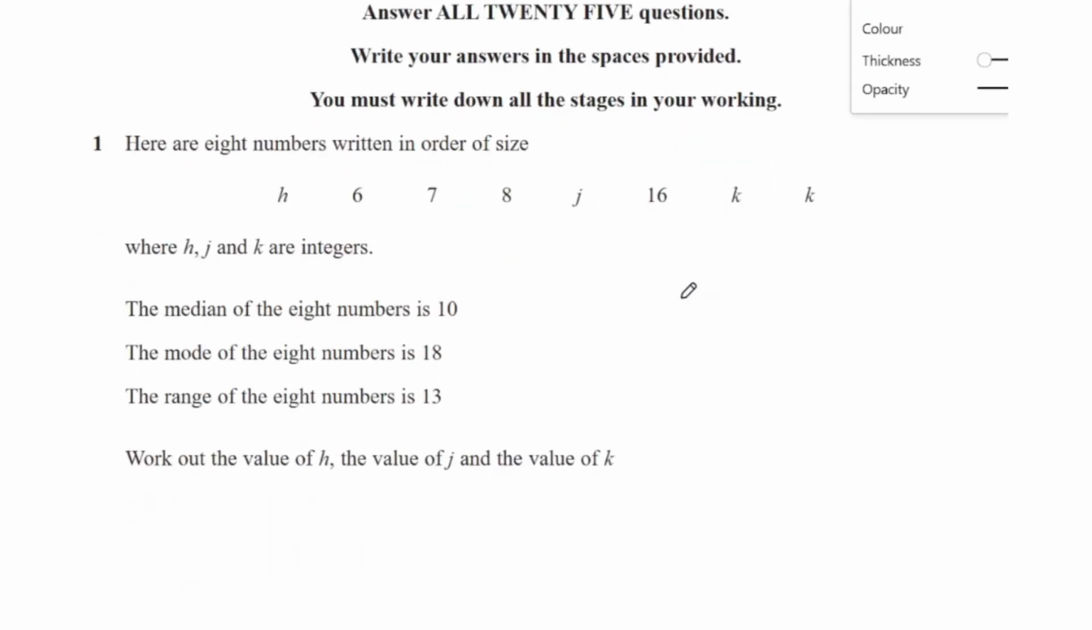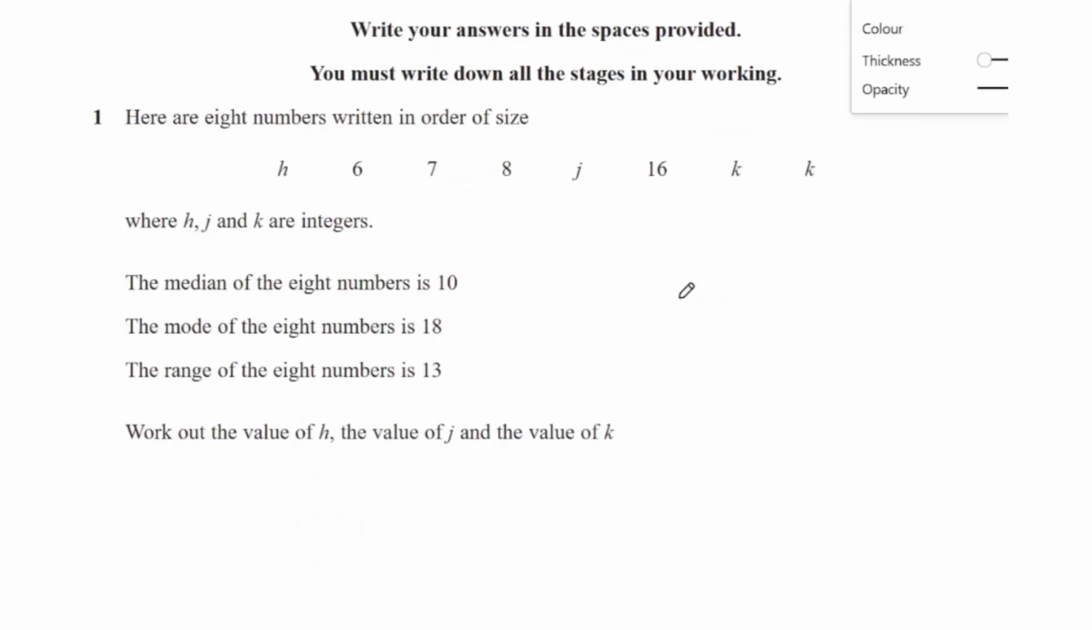Question number 1 says here are 8 numbers written in order of size where h, j and k are integers. The median of the 8 numbers is 10. Let's see. So they are in order, yeah? So 8 numbers written in order. That means all the numbers are in order. We don't need to write down in order. So the median of 8 numbers is 10.